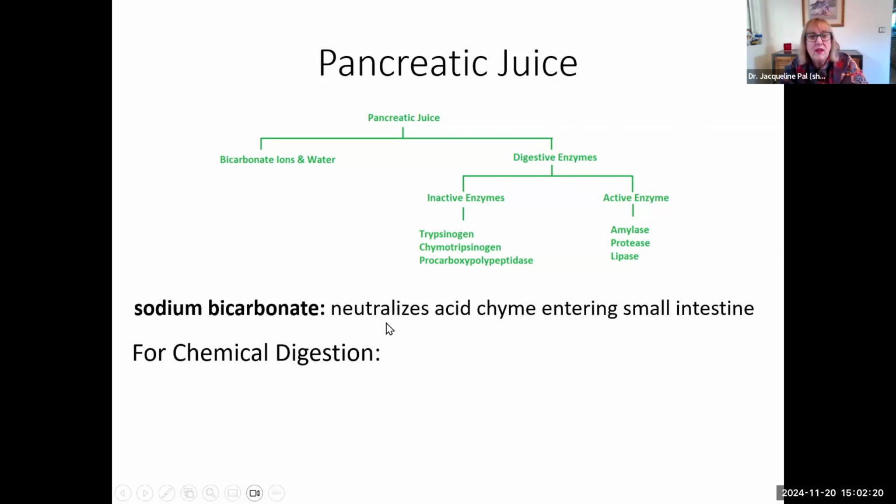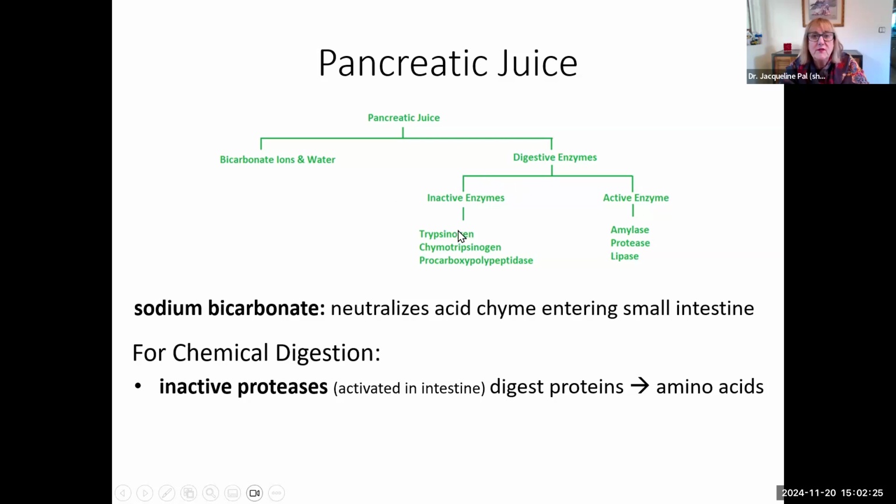Now, on the digestive enzyme side, we have stuff for chemical digestion. We have a whole bunch of inactive proteases. So remember, they're going to be digesting proteins to give us amino acids. So for this course, you don't need to know trypsinogen becomes trypsin, chymotrypsinogen becomes chymotrypsin, etc. Just call them inactive proteases. So when they're active, they're proteases, going to be digesting proteins. I'll be showing you in the next video.